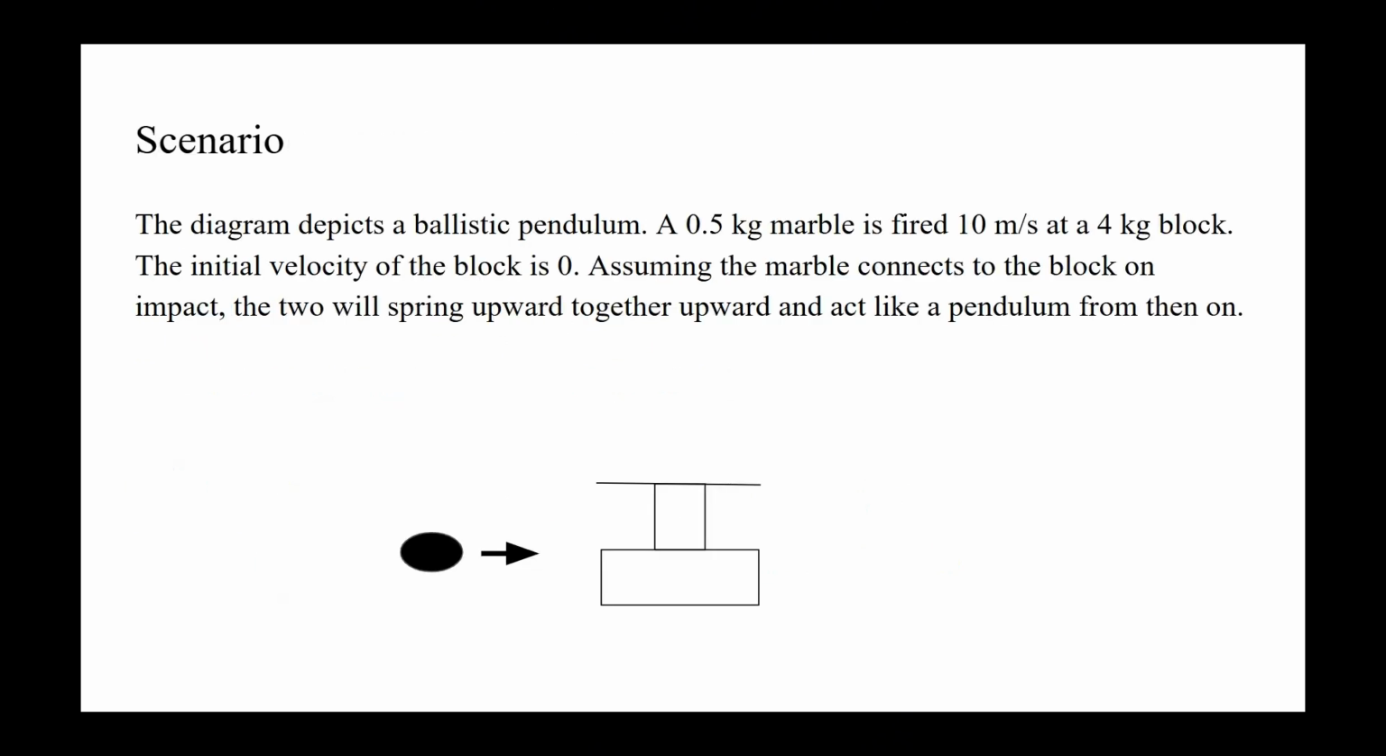So here's our scenario. We have a ballistic pendulum where a marble is fired at a block. The marble is 0.5 kilograms and the block is 4 kilograms. The marble's initial velocity is 10 meters per second and the block is stationary. Assuming that the marble connects with the block on impact, the two will swing together in a pendulum-like formation. It will go back and forth because this is a closed system. Remember that everything we do in honors physics is a closed system where no other forces are acting upon the objects.